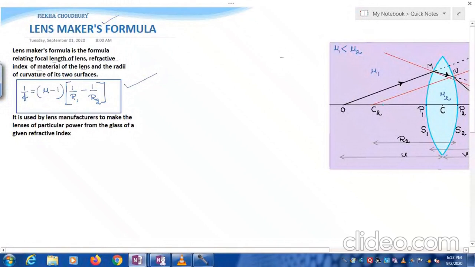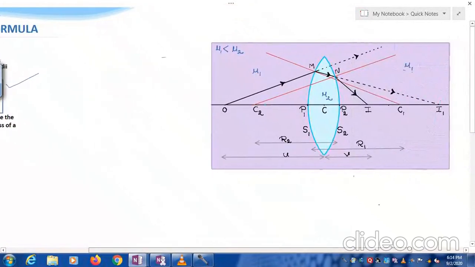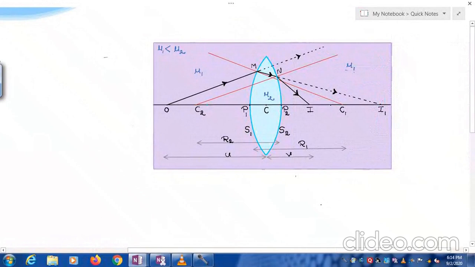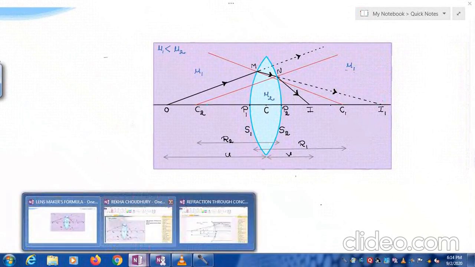It is so named because lens manufacturers use this formula to make lenses of a particular focal length or power from glass of a given refractive index. Now see, this is the required ray diagram for the derivation of the lens maker's formula. Here we have taken a convex lens, but instead of a convex lens we can also make the derivation using a concave lens. So now let us understand this diagram properly before starting our derivation.